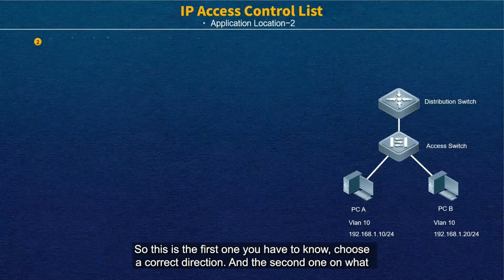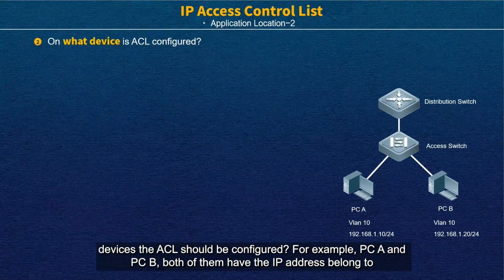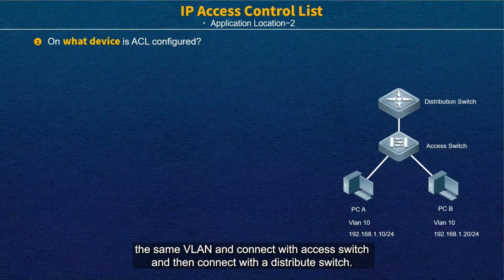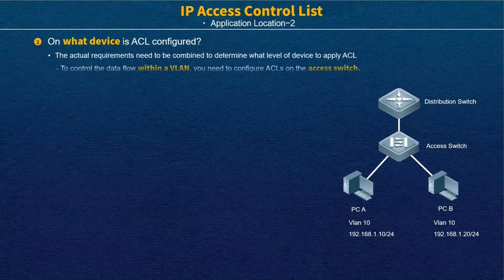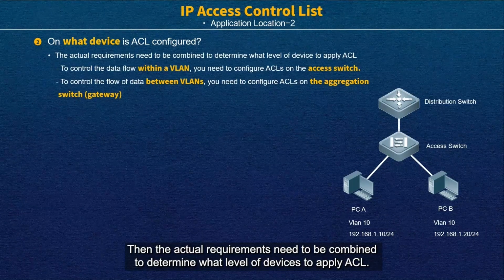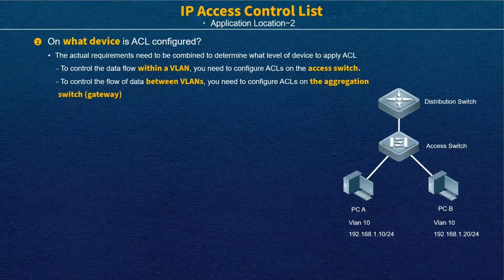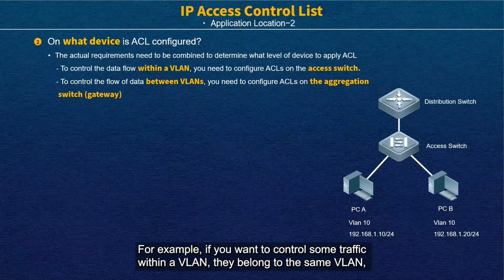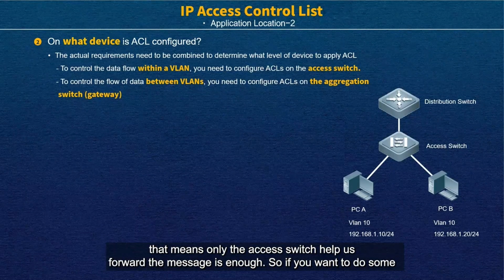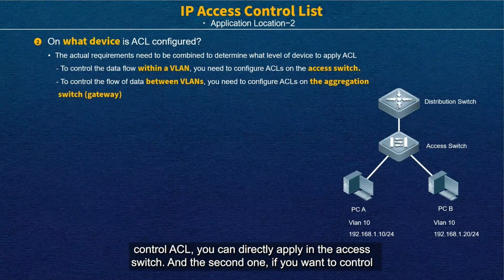The second point is on which devices the ACL should be configured. For example, PCA and PCB both have IP addresses belonging to the same VLAN and connect to the access switch, and then connect to the distribution switch. The actual requirements determine which level of device to apply the ACL on. If you want to control traffic within a VLAN, where they belong to the same VLAN, the access switch alone is enough. So you can directly apply the ACL on the access switch.